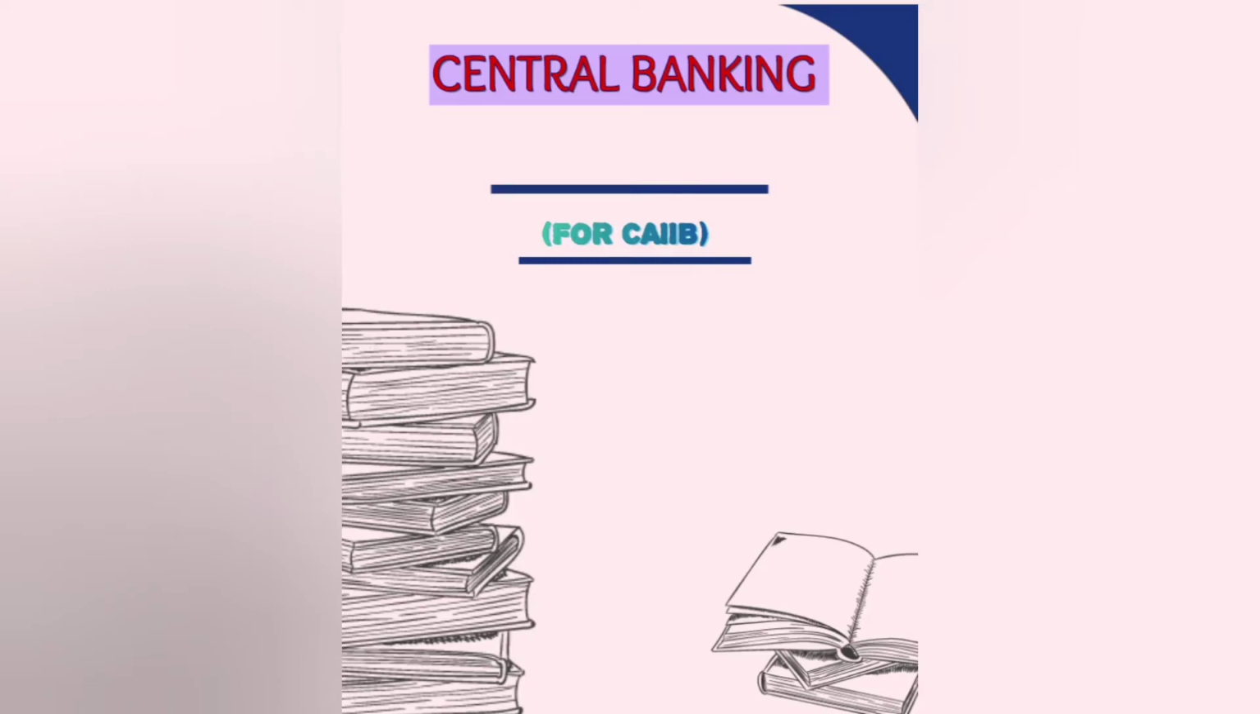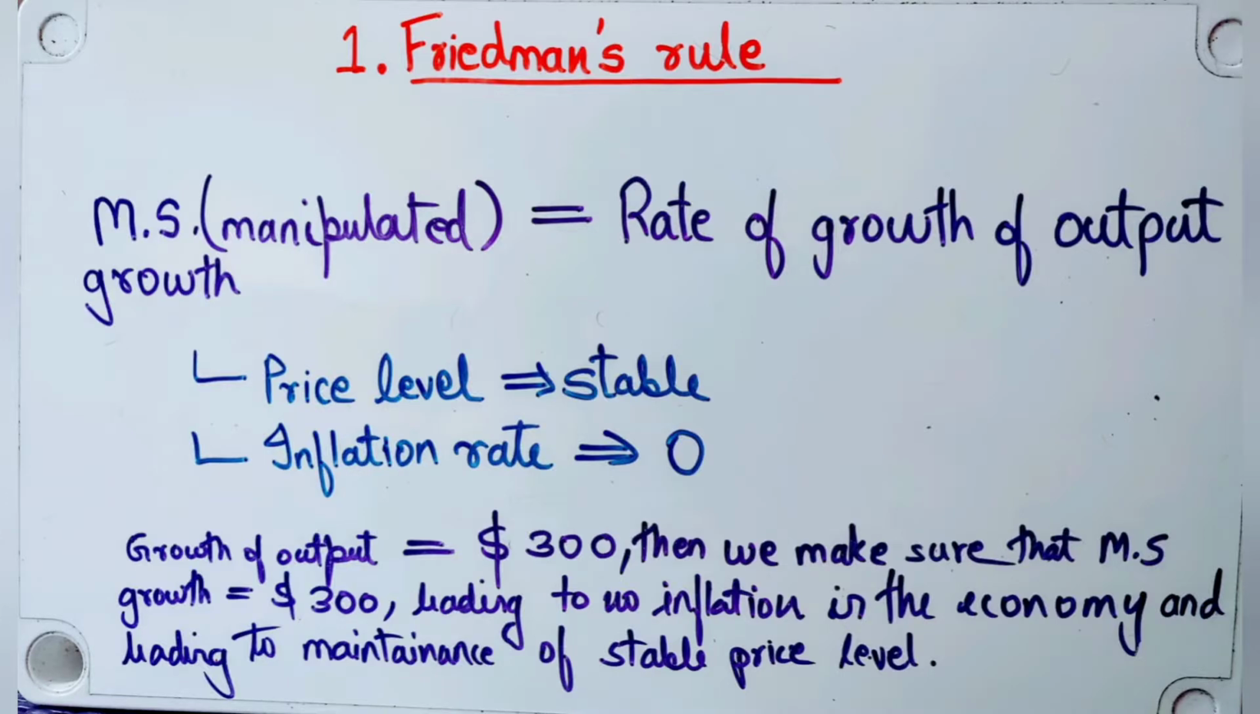Today we would be studying two policy rules. The first one is Friedman's rule and the second one is Taylor's rule. Friedman's rule is a policy rule as per Milton Friedman.